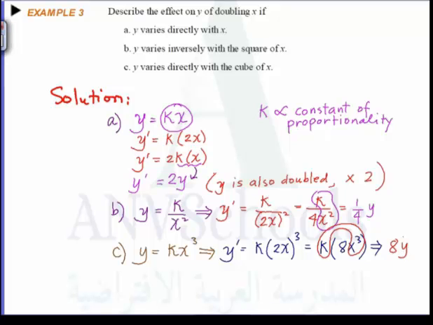So the new y is multiplied by 2 raised to 3, or 8. In the case of letter B, it's multiplied by 2 raised to negative 2, and this one it's multiplied by 2 raised to 3. This one is multiplied by 2 raised to 1. So that's the effect of doubling our x for a given variation. Okay.